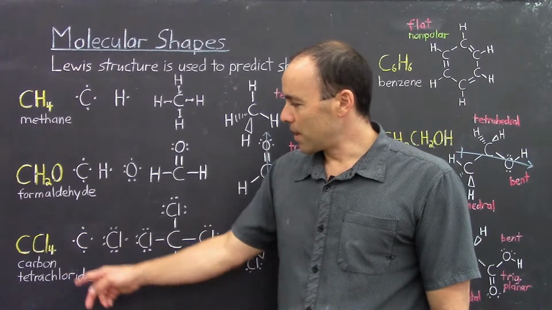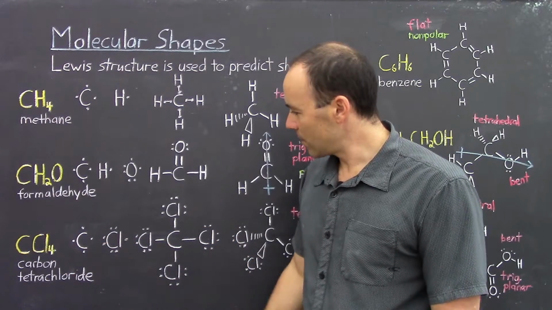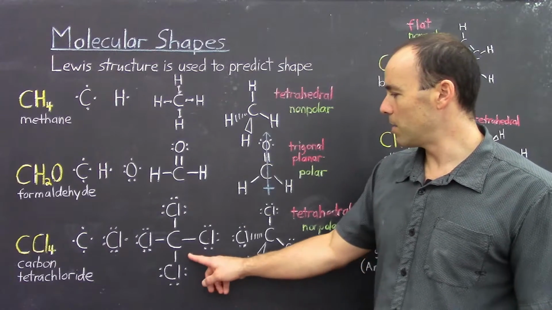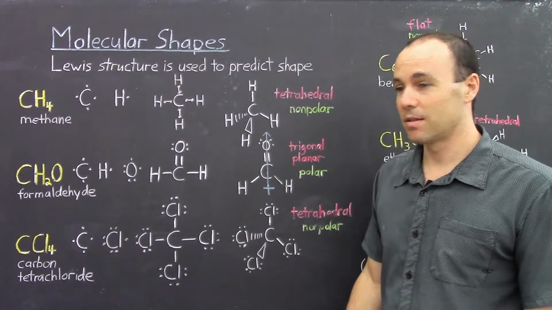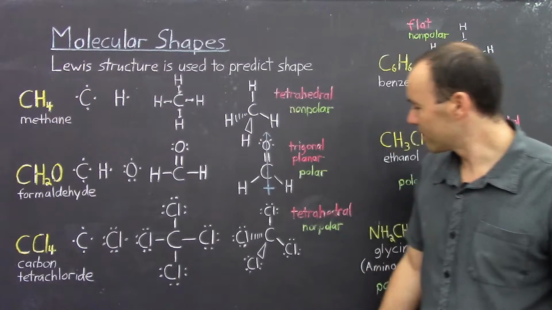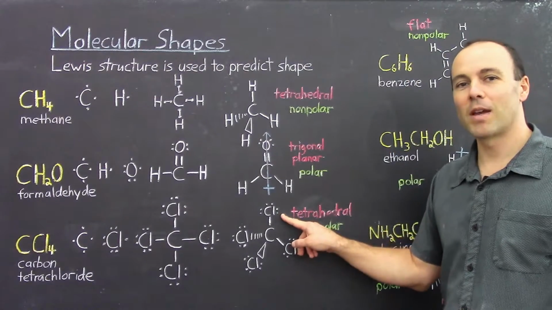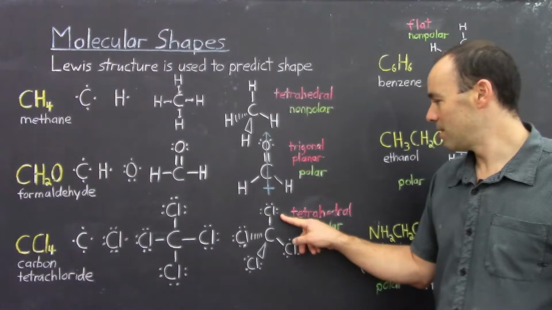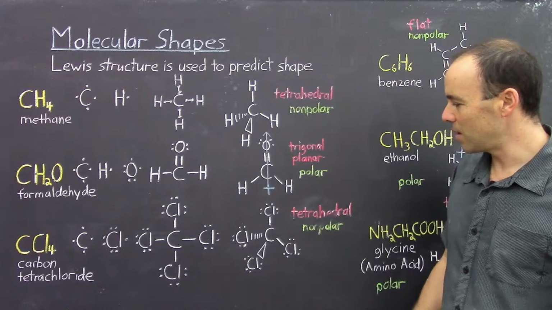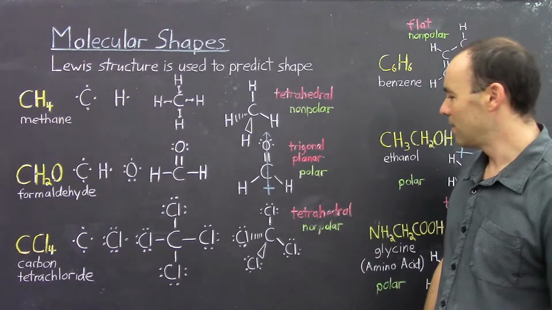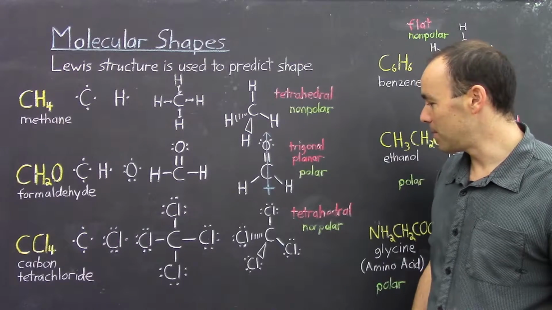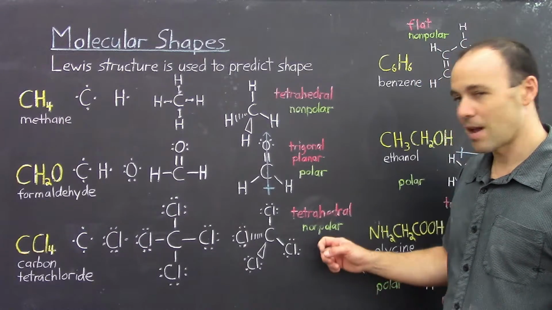Carbon tetrachloride. Here are the pieces of the puzzle, and arranged properly, you get carbon surrounded by the 4 chlorines. This is another tetrahedral structure. Now, chlorine is electronegative, but since you have 4 chlorines surrounding the carbon in a symmetric fashion, it's like a 4-way tug of war, and the electrons end up not being pulled anywhere. So this is a nonpolar molecule.